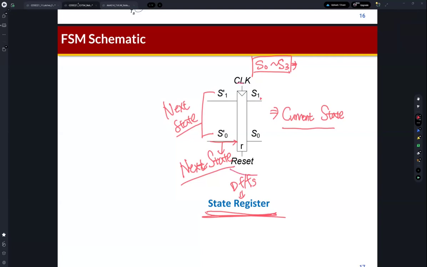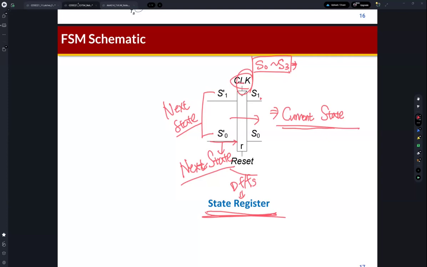So next state is reflected to current state on the rising edge of clock. Okay, so this is the state register. Okay, so state register is actually D flip-flop. Then the input of this state register is next state. Then the output of state register is current state.